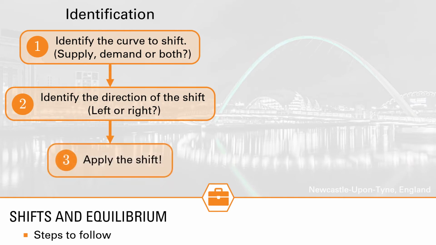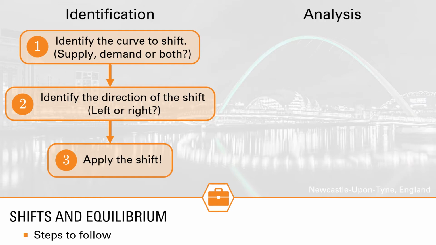Secondly, we identify the direction of the shift. Is it left or is it right? And again, if the shift is to the left, that means either supply or demand decreases. If the shift is to the right, that means demand or supply increases. And then after that, we apply the shift.